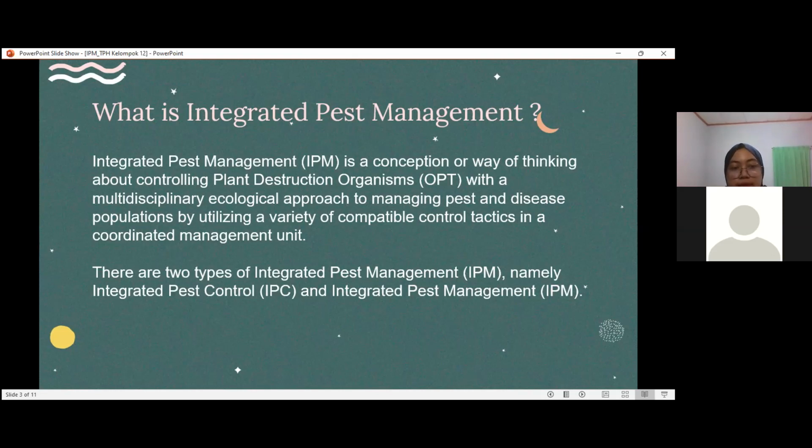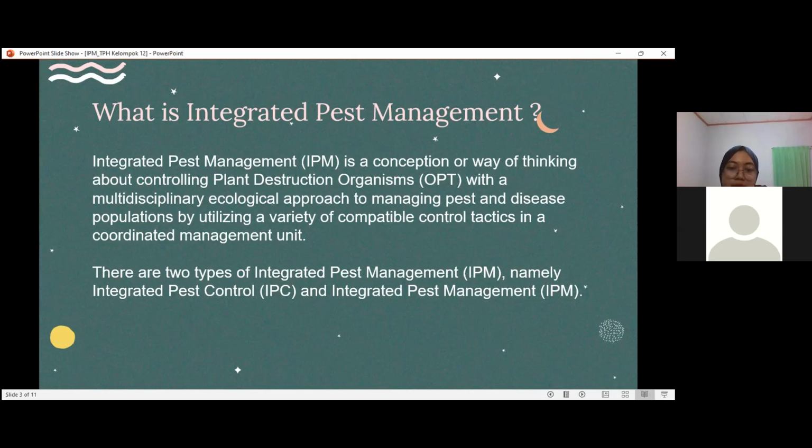a multidisciplinary ecology approach to managing pest and disease populations by utilizing a variety of compatible control tactics in a coordinated management unit. There are two types of integrated pest management, namely integrated pest control, or IPC, and integrated pest management, or IPM.